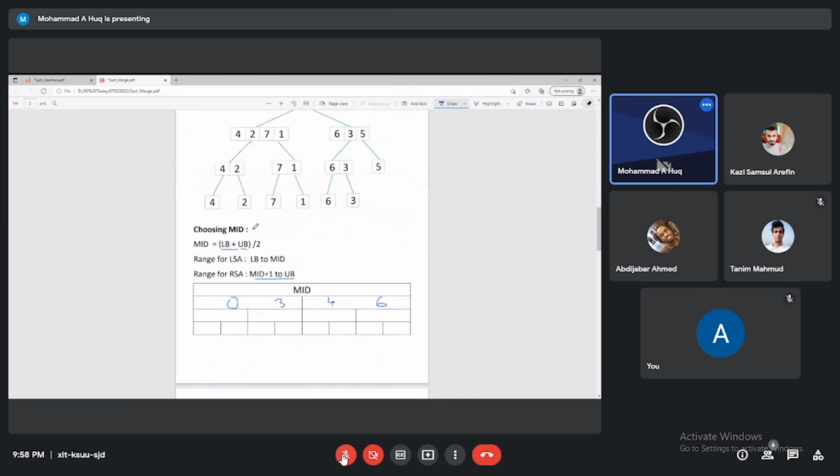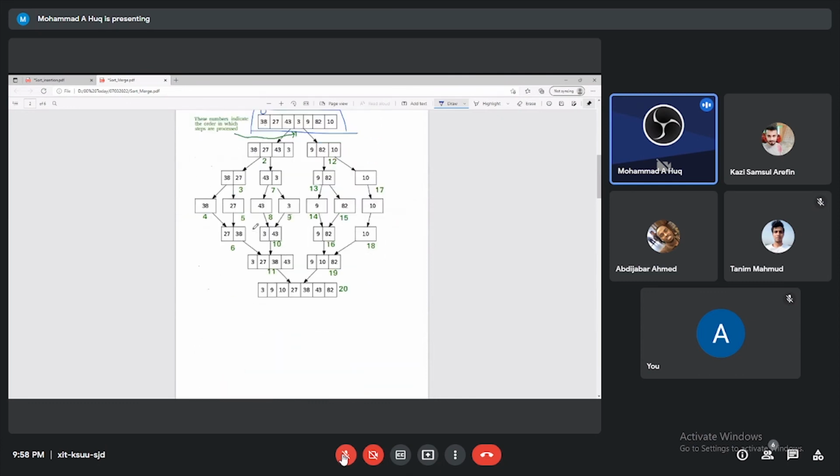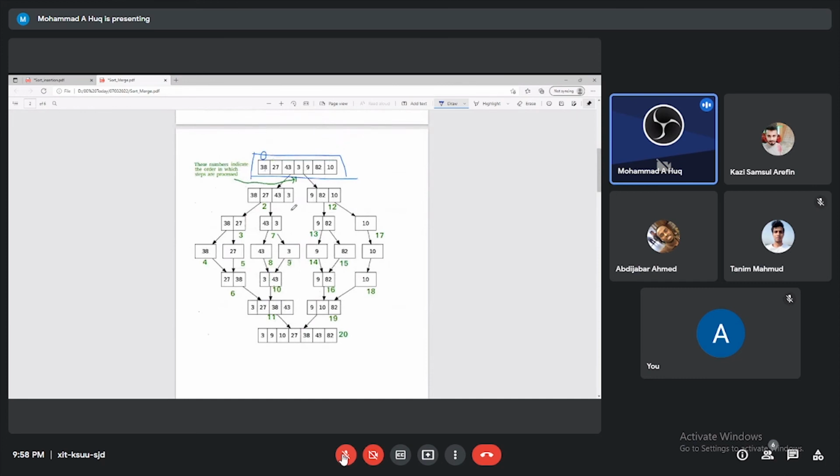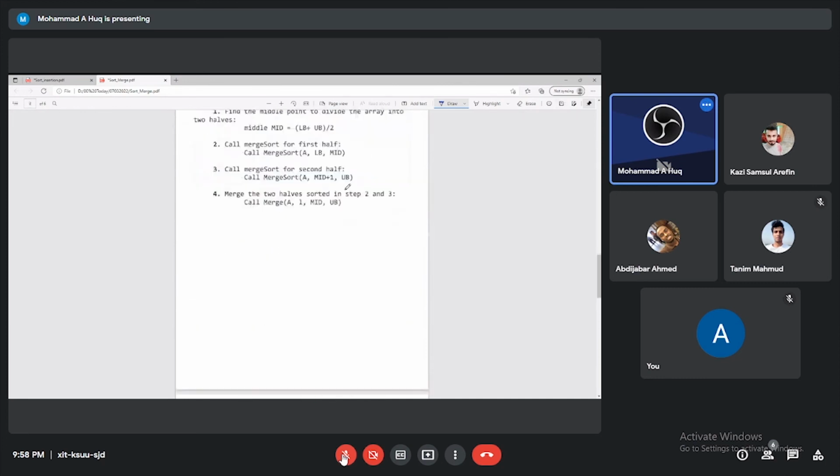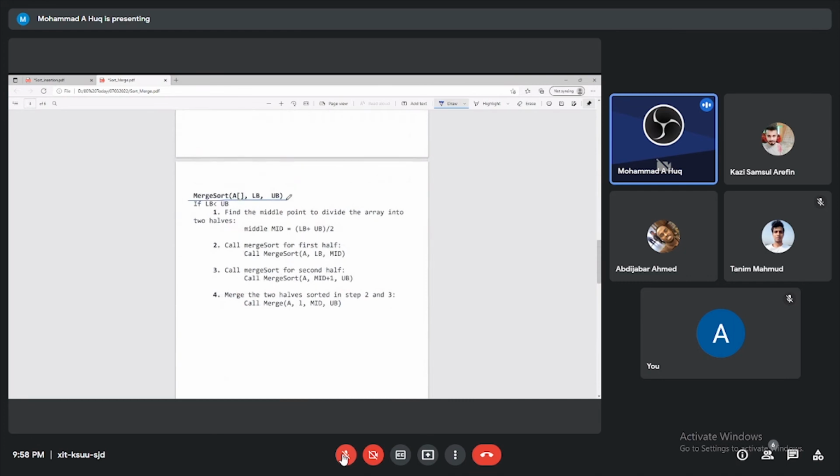Now you see that, okay, it would have been good to show this. Pay a little attention to this area, the algorithm first. Merge sort: array, lower bound, upper bound. Find the middle point to divide the array into equal halves. We have done that, yes? Yes, sir. Call merge sort for first half. Call merge sort for second half. Did we do that or not? Here we are doing it with mid plus 1, right? Yes, sir. Yes, now merge the two halves sorted in steps 2 and 3, call the merge function.